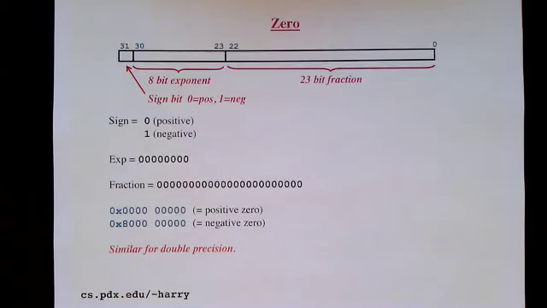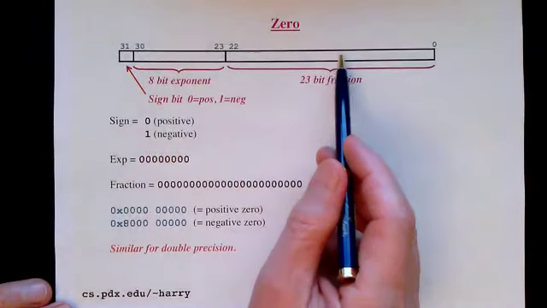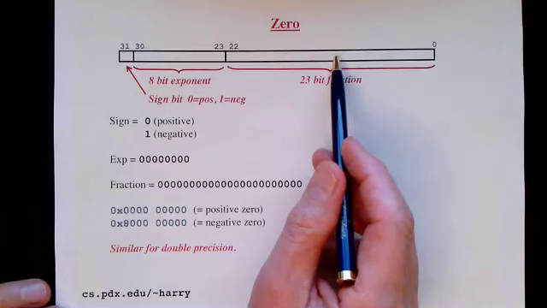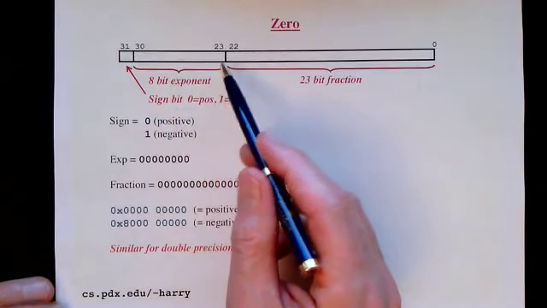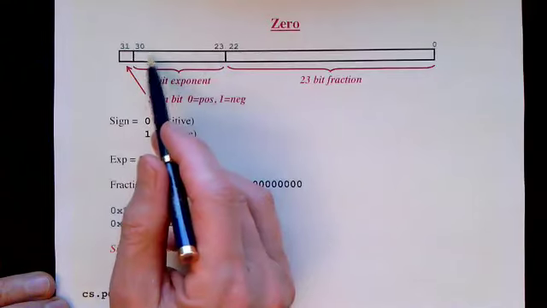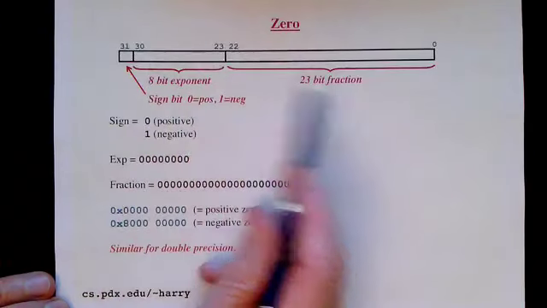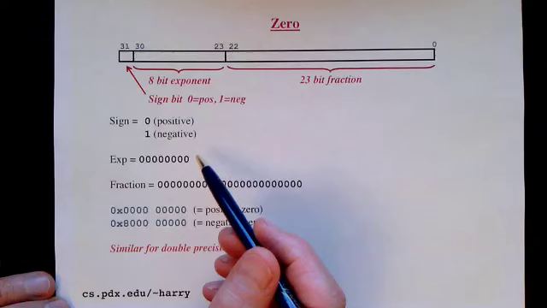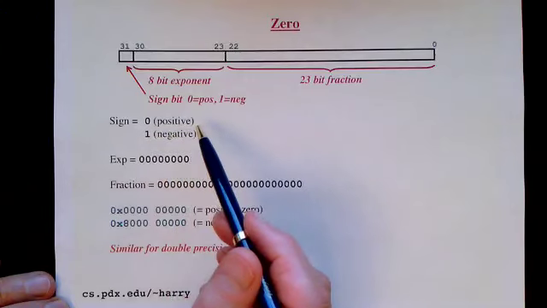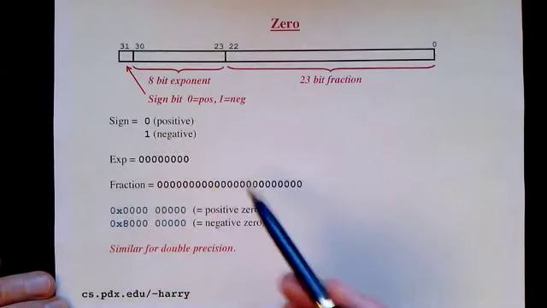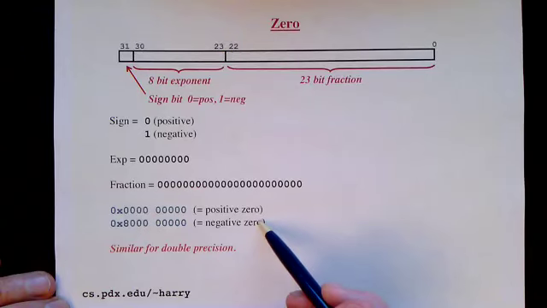Next, let's talk about how 0 is represented. Here again is the form of a single precision floating point number. 23 bits of fraction, 8 bits of exponent, and a sign bit. Now I said if the exponent was all zeros, it was a special case. And so when the exponent is all zeros and the fraction is all zeros, then we have 0. The sign still matters. So in floating point representation, we have two zeros. We have a positive 0 and we have a negative 0.